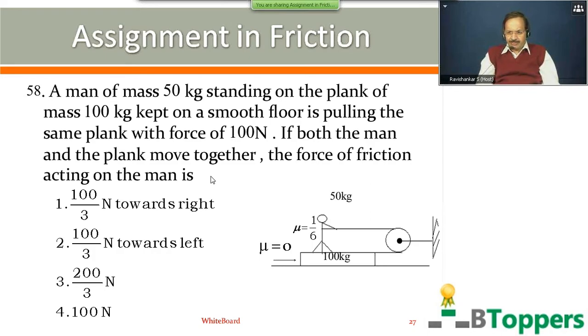There are 4 options on the screen. Come on, try this question. First option, 100 by 3 Newton towards right. Second option, 100 by 3 Newton towards left. Third option, 200 by 3 Newton. Fourth option, 100 Newton. Come on, try the question.